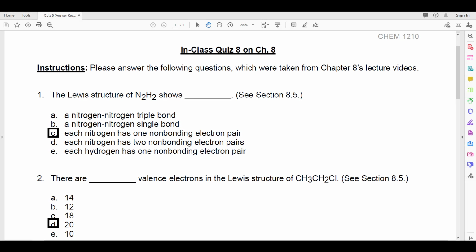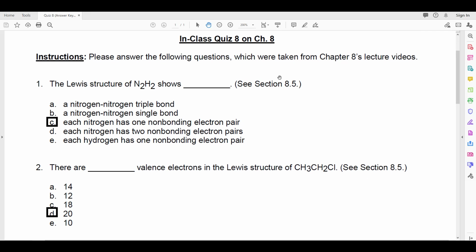By popular request, I hereby provide this video explanation for the questions given in quiz 8. The first question asks about the Lewis structure of N2H2. What does that look like?